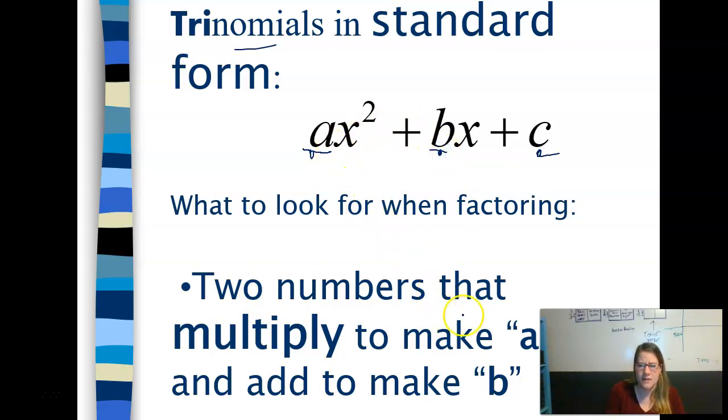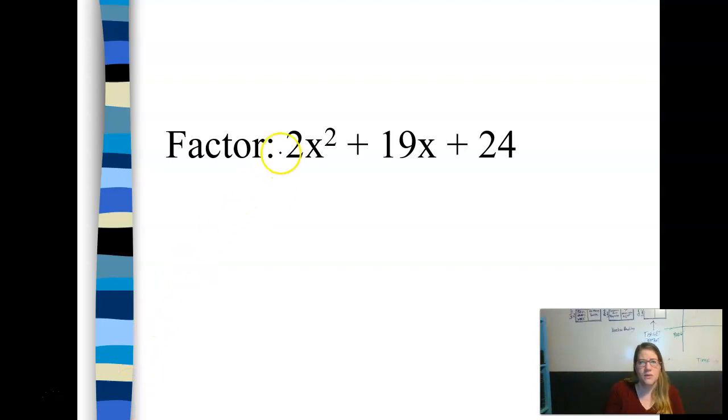When we say A, B, and C, we're talking about these numbers in front of the variables. They are in a specific order. A is with x squared, B is with x, and C is the constant. So let's take a look at an example. We have 2x squared plus 19x plus 24. We want to get this in factored form, which means we're going to have two sets of parentheses, one binomial here and one binomial here. Just kind of the opposite of the first problem that we did.